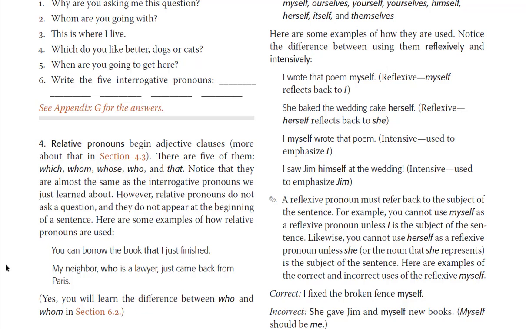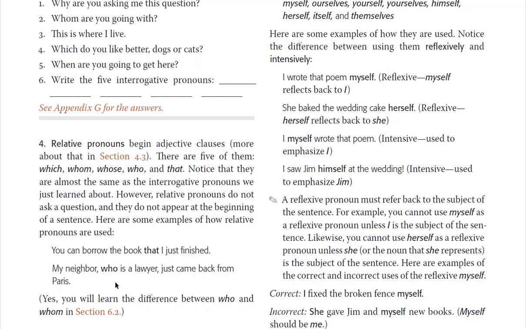So I'll show you. You can borrow the book that I just finished. That I just finished is an adjective clause that modifies the word book. That's what makes it an adjective clause. A clause is a group of words with a subject and a verb. So therefore, who, which, whose, whom, that always starts an adjective clause.